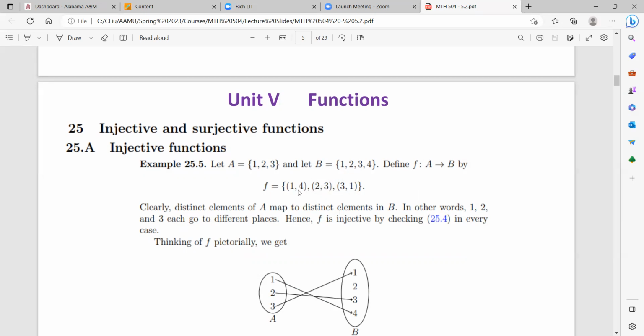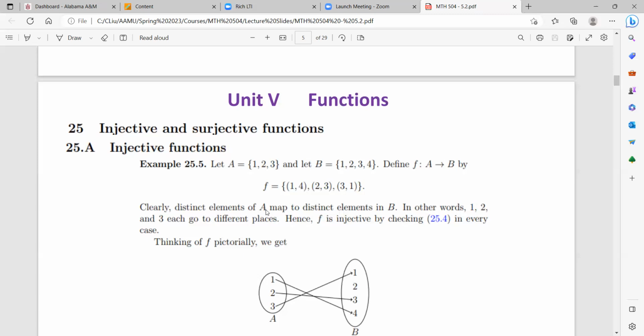So you can see different numbers in set A map to different elements in set B. All right, and actually the number 2 in set B has no pre-image, and the function is still one-to-one. So distinct elements of A map to distinct elements in B, in other words. So this function is one-to-one, and it's always helpful to draw diagrams like this.